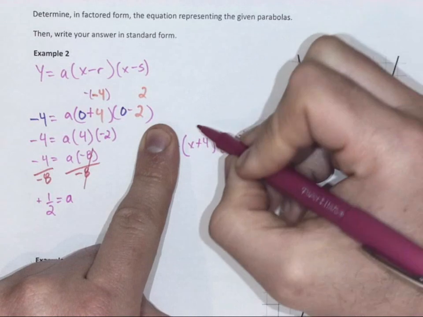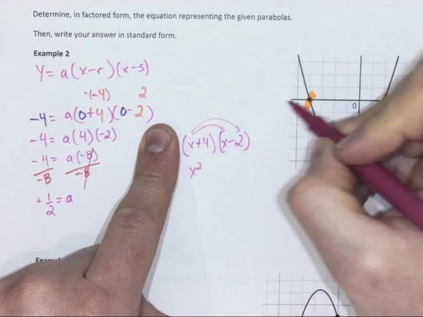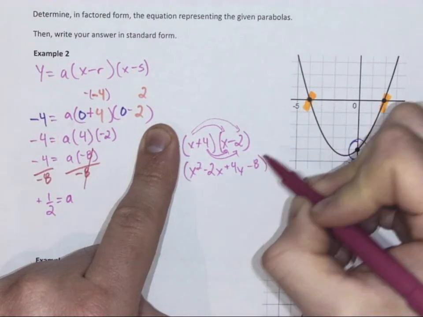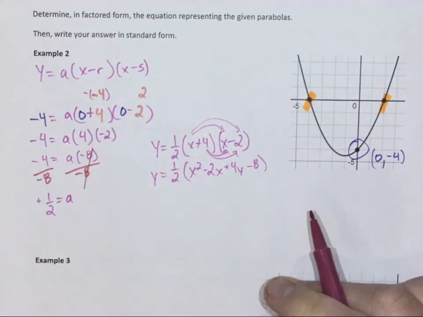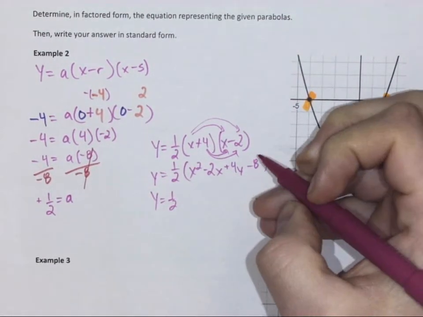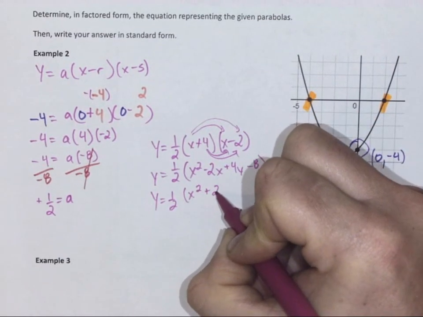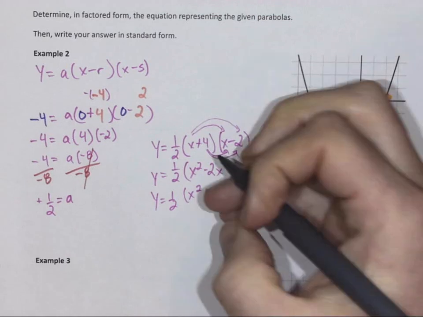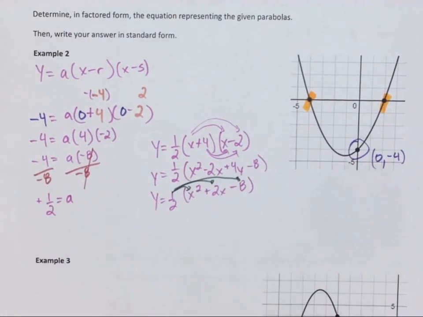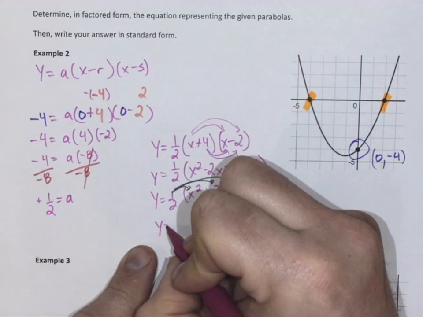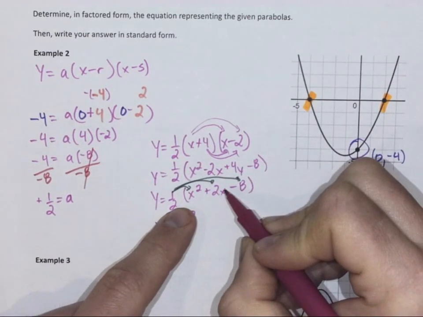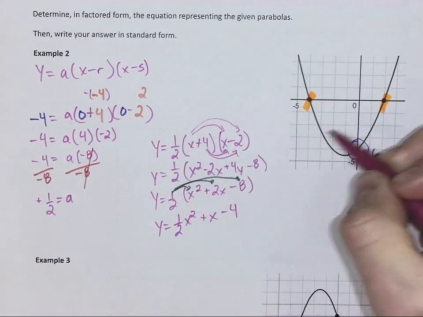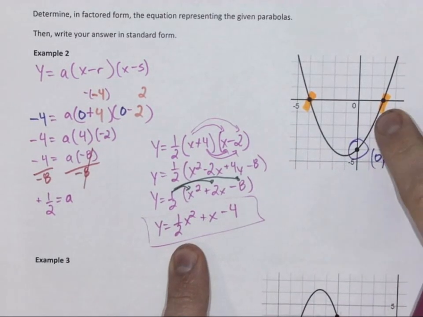So I have x times x is x squared, x times negative 2, 4 times x, and 4 times negative 2. That whole thing in brackets then needs to be multiplied by 1/2. If I collect some like terms to make less work, negative 2x plus 4x. Now I need to continue and actually distribute half into each term of my trinomial. One half x squared. 1/2 times 2x is 2 times 1 divided by 2, or 2 divided by 2, which is just 1. And negative 8 divided by 2. And there is the equation in standard form for my parabola.